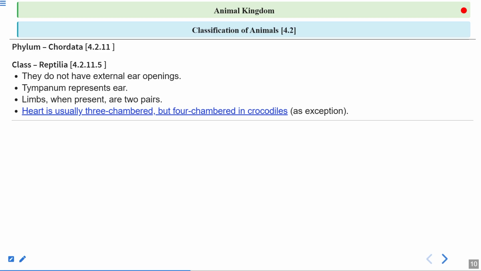Heart is usually three chambered. In the case of reptiles, heart is usually three chambered, but there is an exception, the crocodiles. The crocodiles have a four chambered heart. This is the only organism having a four chambered heart in the class reptiles. Otherwise, the rest of the organisms have a three chambered heart, right? So you must remember this point, four chambered heart in crocodiles.